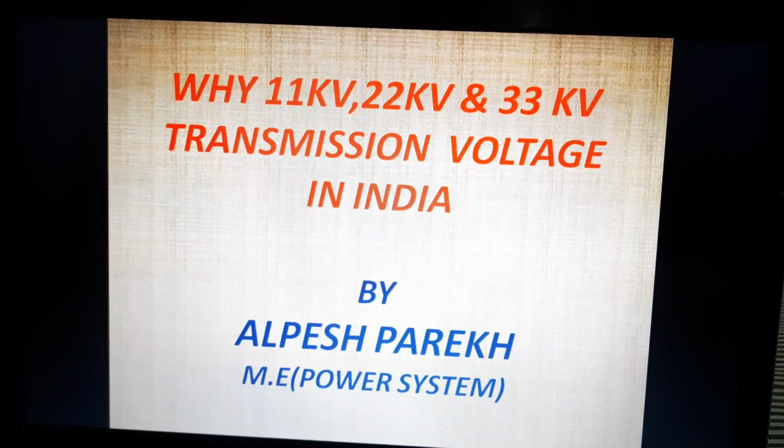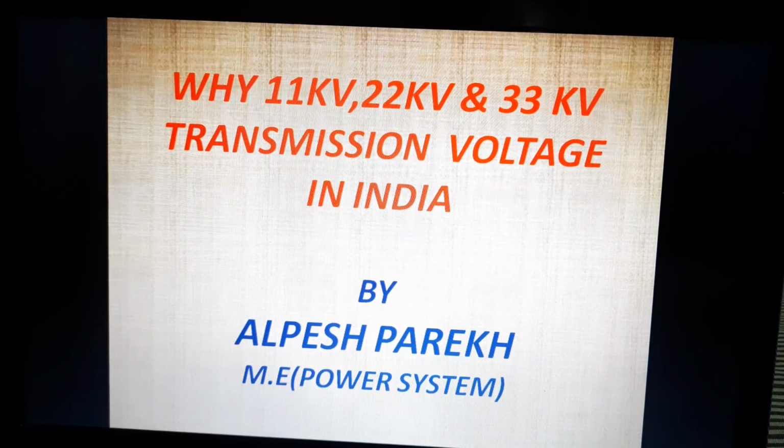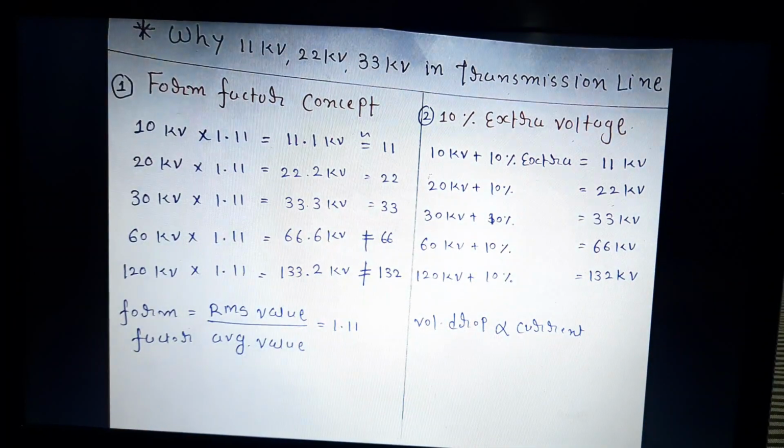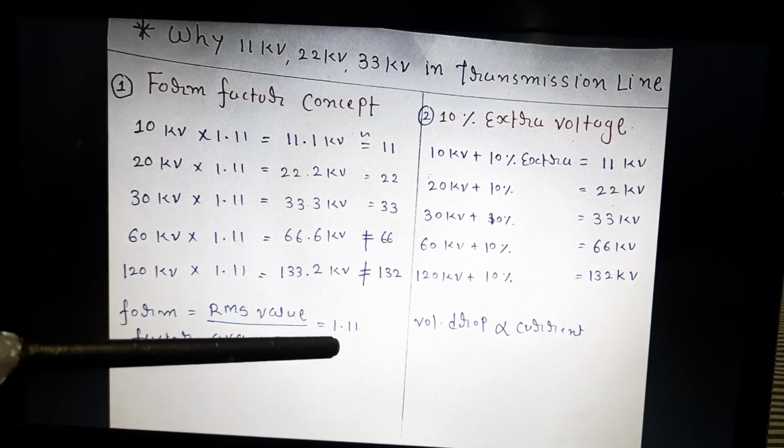Why are 11 kV, 22 kV, 33 kV, 66 kV, 132 kV and 220 kV voltages used for the transmission line in India? So what is the reason behind that? Let us understand. First, most people in India think that these voltage levels are due to the form factor concept. So what is the form factor? Form factor is RMS value divided by average value. So the value of form factor is 1.11.